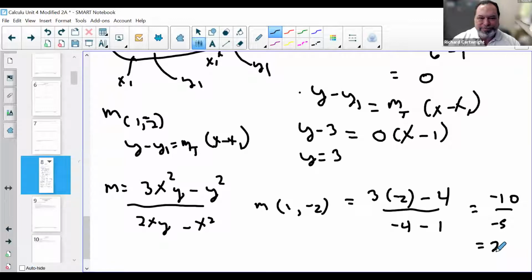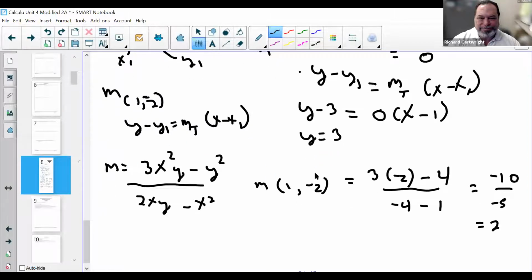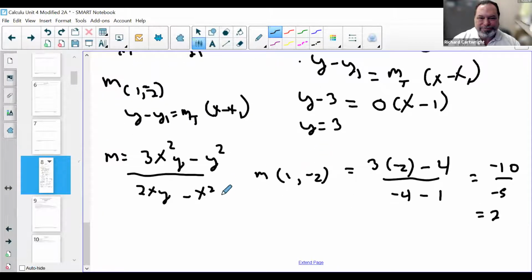And if it's not right, if anybody finds the mistakes that I make, you know what you get. You get points. As you know, I always make mistakes. So that line is going to be y minus the y1, which I identified to be the -2. Is that right?